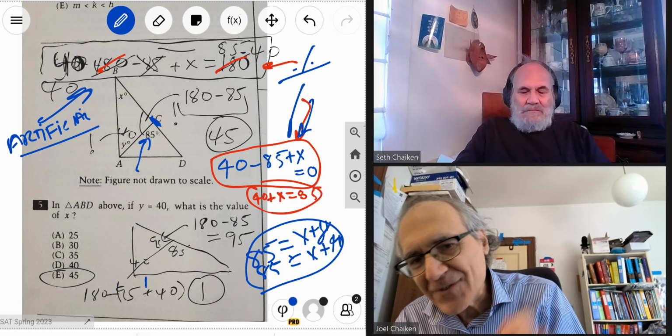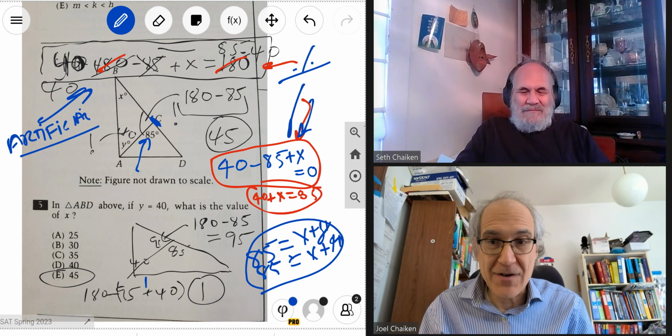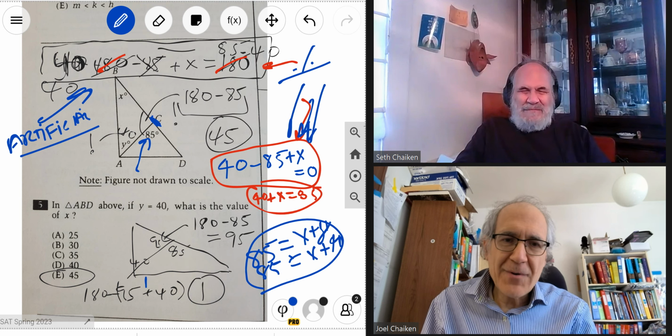And you also have to know that the 3 angles in a triangle add up to 180. Those are things you absolutely have to know. This you really don't have to know. But for the people who know it now.